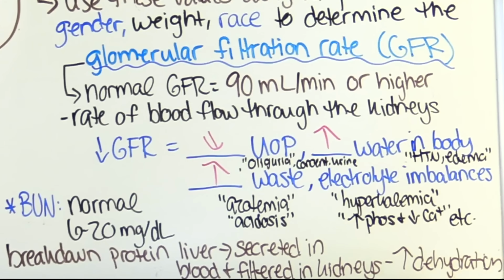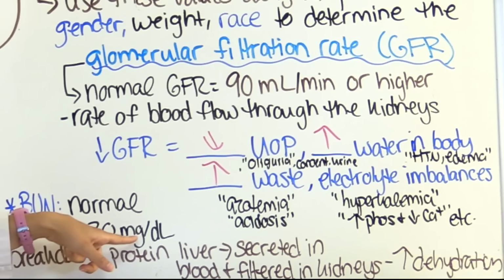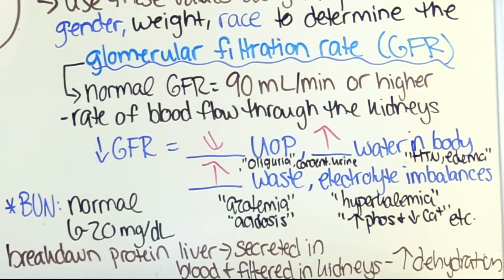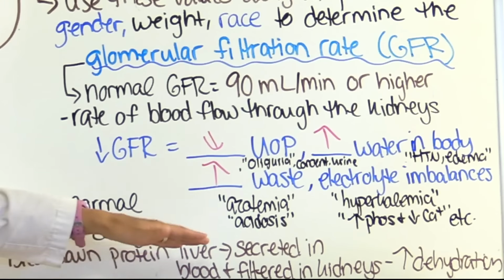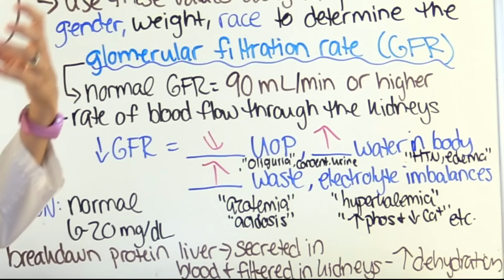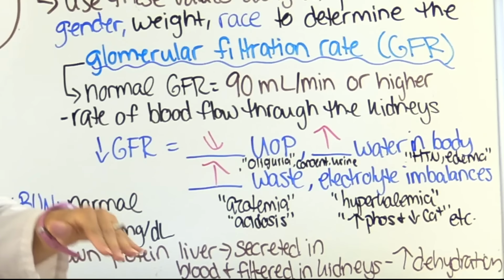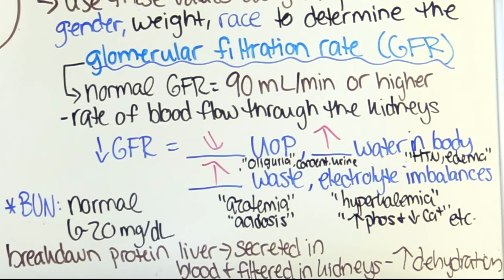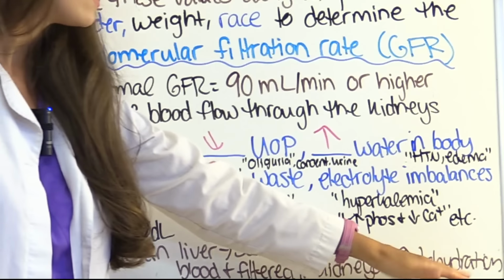What was BUN? That was measuring that urea level. It's blood urea nitrogen level. A normal level for this should be 6 to 20 milligrams per deciliter. And again, urea is the breakdown of protein in the liver. So the liver breaks down the protein and secretes it into the blood because it knows that the kidneys are going to take it and filter it out. However, if the kidneys aren't working properly, they're not going to be able to remove that urea. So you'll have high levels of BUN, greater than 20, in this condition. And also, conditions that cause dehydration can increase BUN levels.